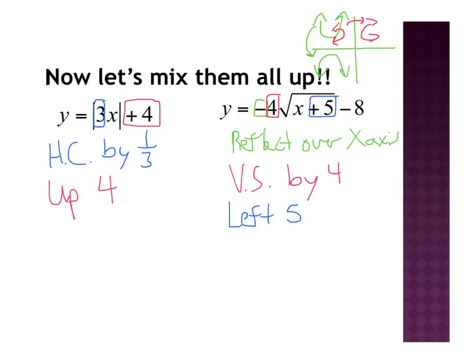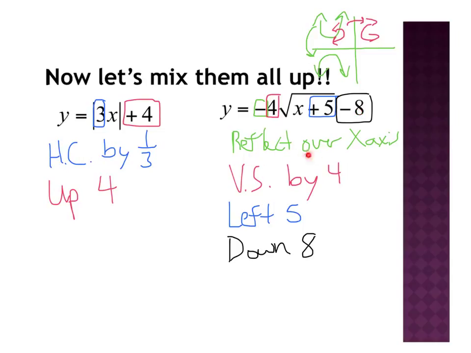And then lastly, we have the 8 here. -8 on the outside. If I'm subtracting 8 on the outside, that's vertical, so I'm going down 8. So we have a reflection over the x-axis, a vertical stretch by 4. We're going left 5, and we got to think opposite inside, and we're going down by 8.